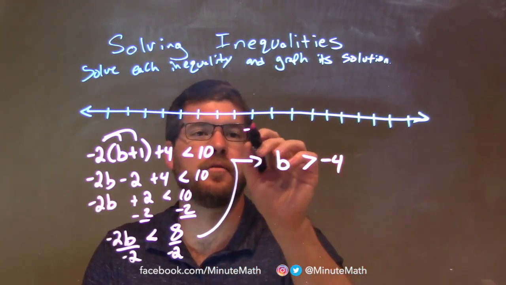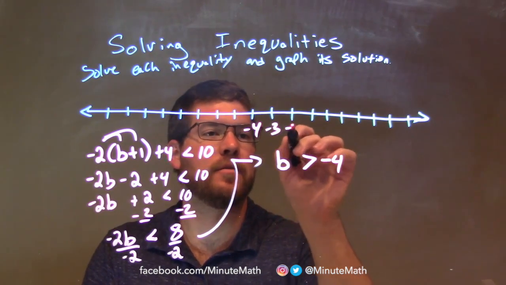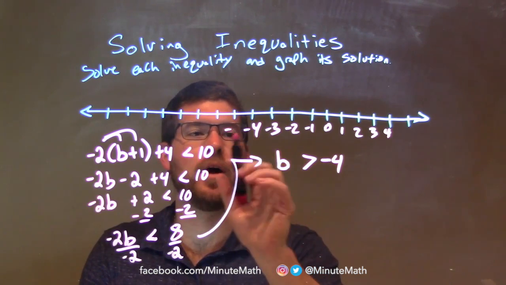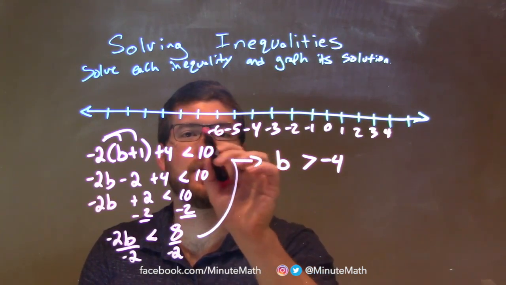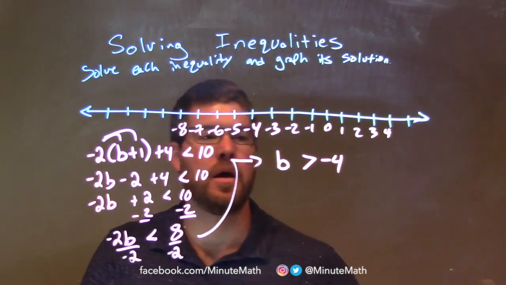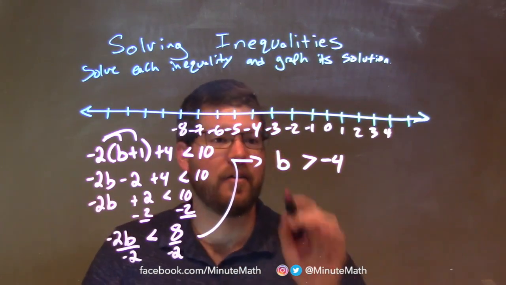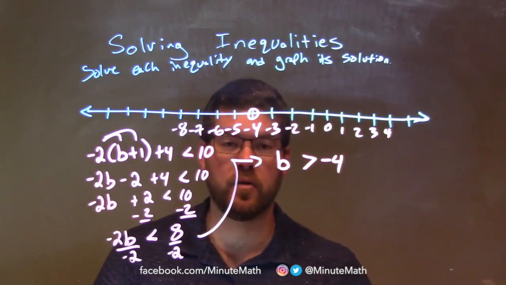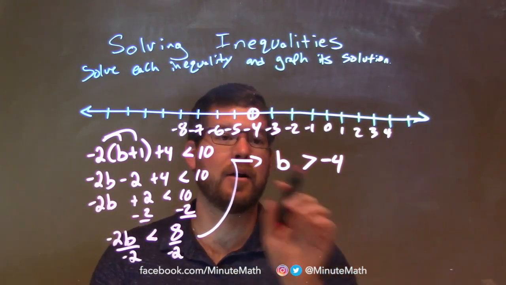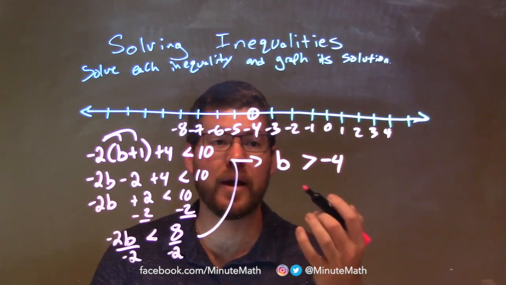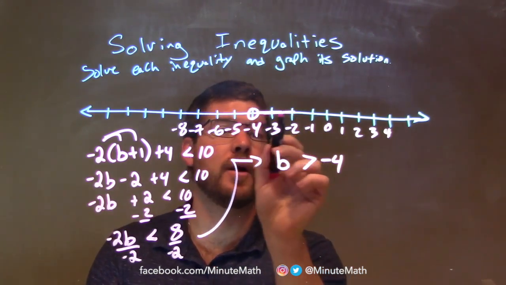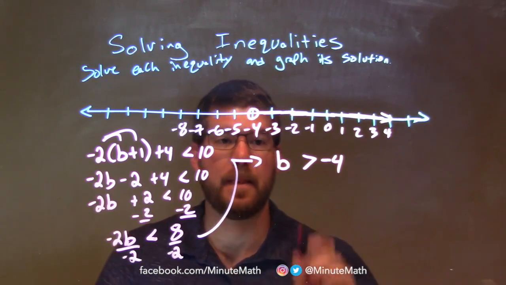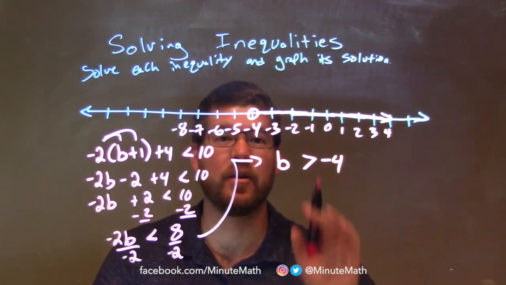So let's just put -4 right here in the middle. -3, -2, -1, 0, 1, 2, 3, 4. Why not? -5, -6, -7, -8. So now when I graph this, I have b is greater than -4. I'm going to put an open circle right here at -4. Then from there, I'm going to graph to the right what's greater than -4. So I graph to the right, like this. And there we have it. b is greater than -4.